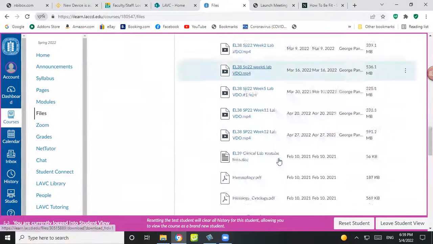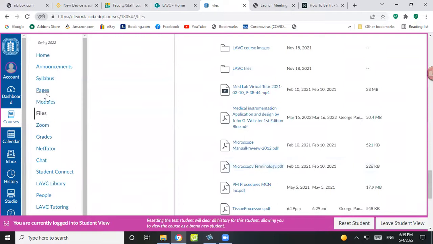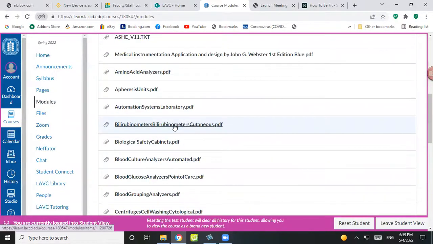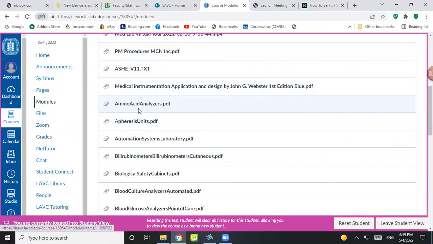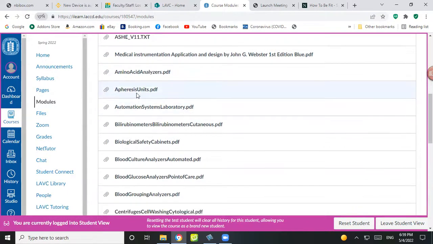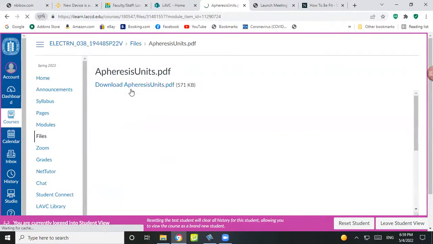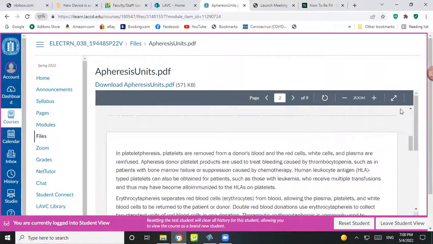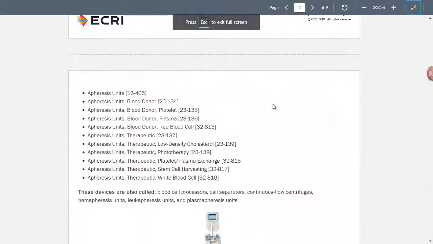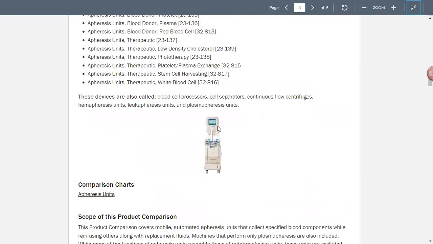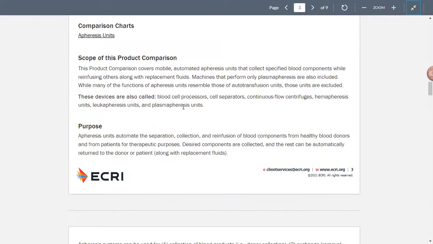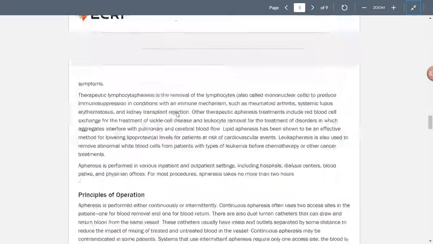If we go to the file section, it's probably in. No, it's not in here. Okay, yes. So the amino acid analyzer, I think we saw this one last week. I think apheresis units. Okay, so this is something we call the blood separation machines. All right. The blood product separation, the blood cell separations, all those kinds of stuff.